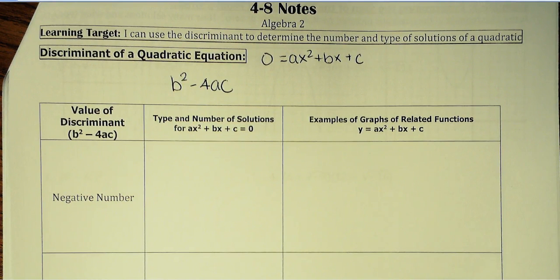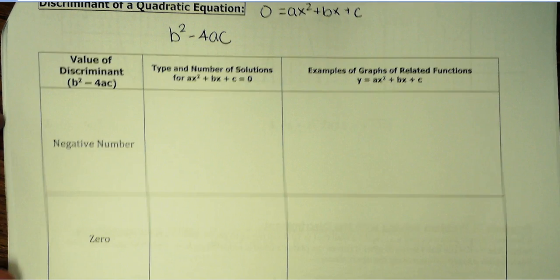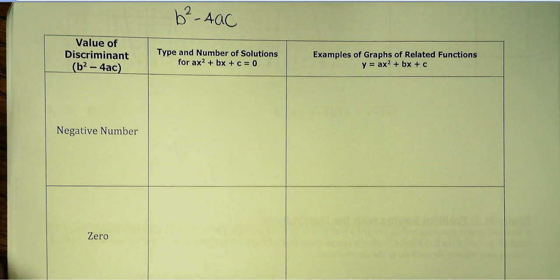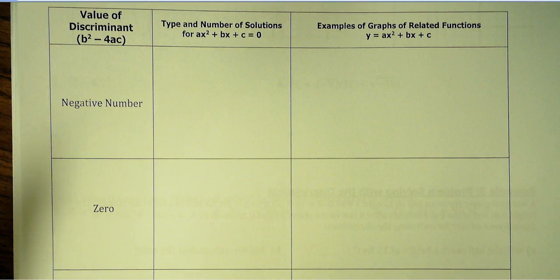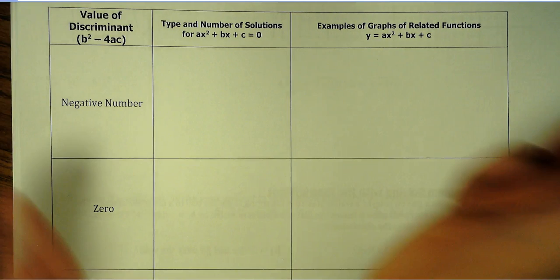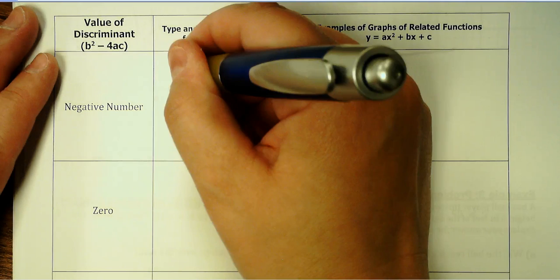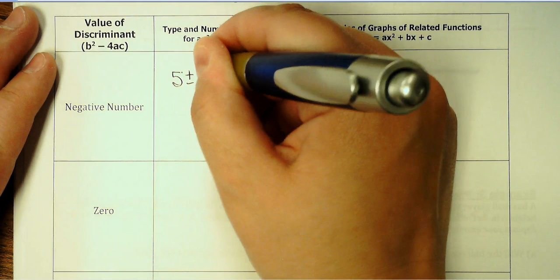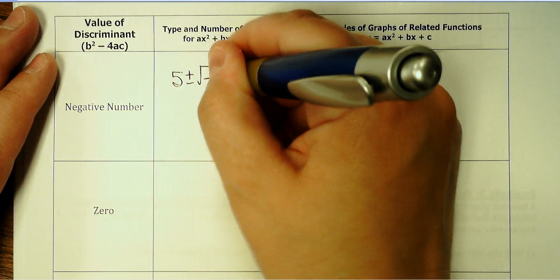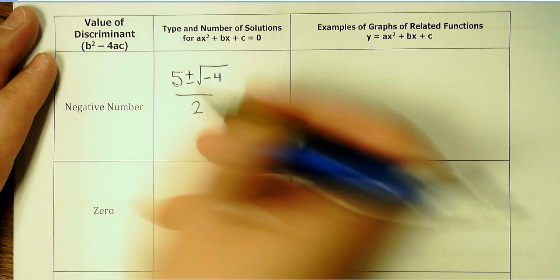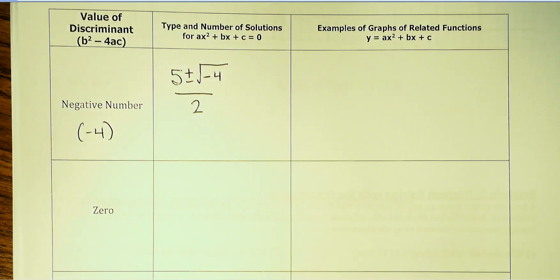Okay, so there's three different possibilities that can happen in this situation. And so I want to come down here and show you some examples of what it would look like, and what the graph would look like if you were to put it in the coordinate plane, to see an image of what it would be. So if you do that b squared minus 4ac and it's a negative number, let me give you an example. I'm just going to make something up. So let's say I had 5 plus or minus the square root of negative 4 over 2. So the negative 4 in that example would be the discriminant.